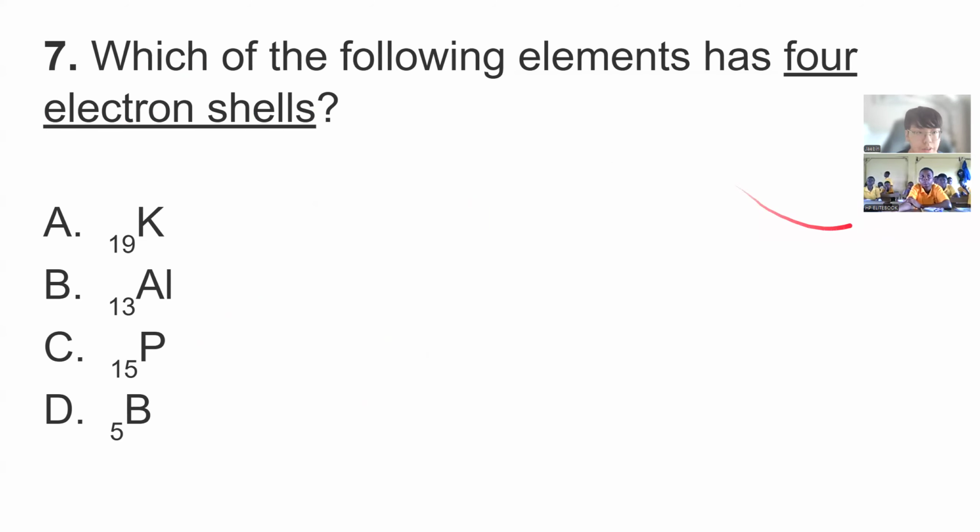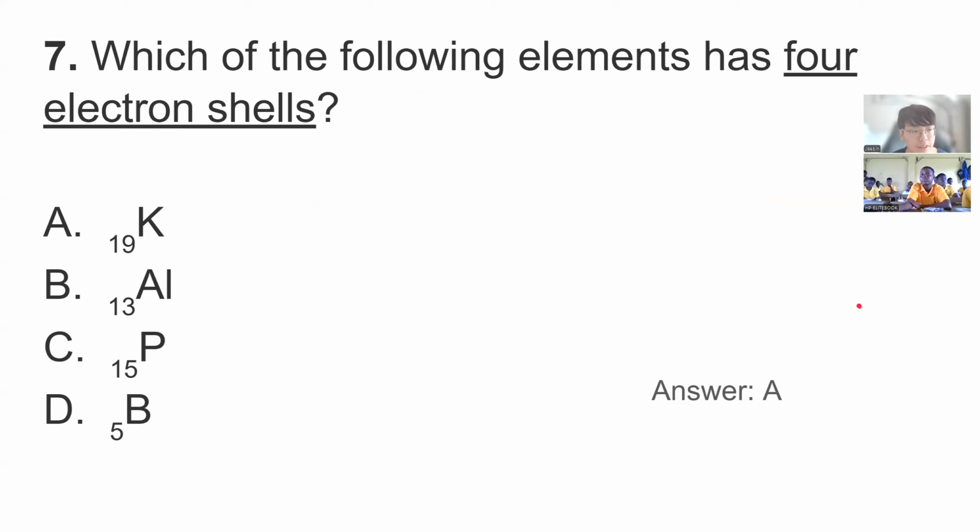Now, question 7. Which of the following elements has 4 electron shells? It's a new type of question. Does anyone want to try this? E.